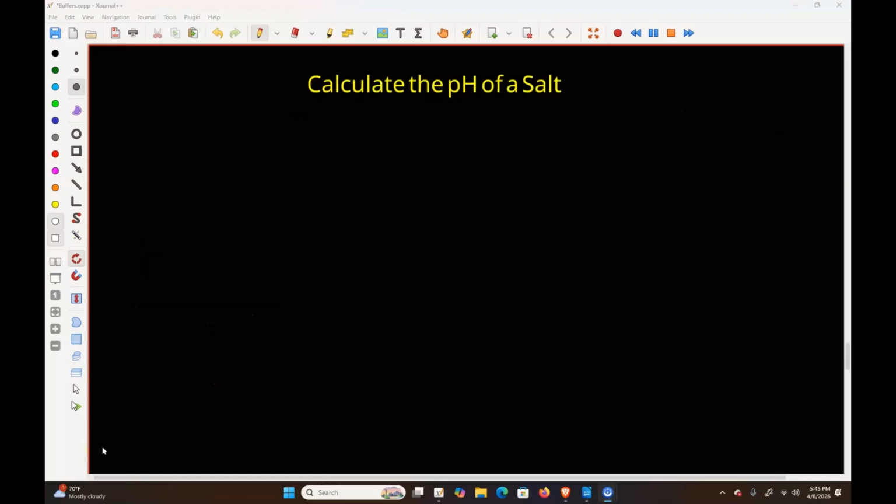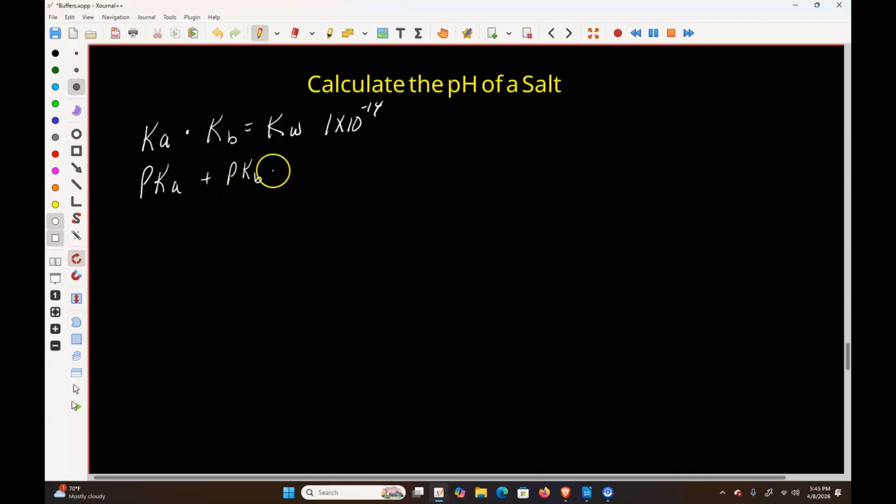Okay, to calculate the pH of a salt. All right, first off, we need to know that Ka times Kb is going to equal Kw. Kw here will be 1 times 10 to the negative 14th power. Or I can say the pKa plus the pKb is equal to 14.